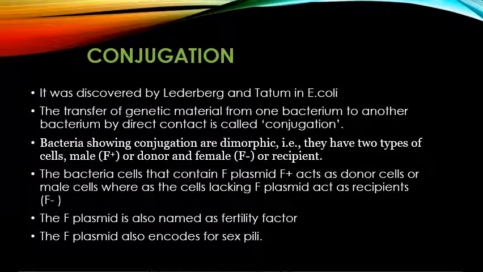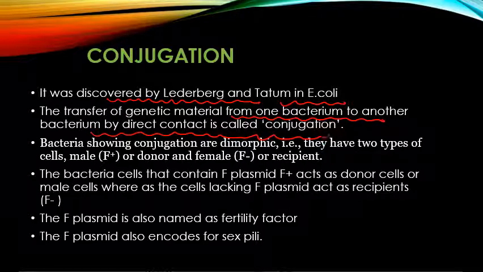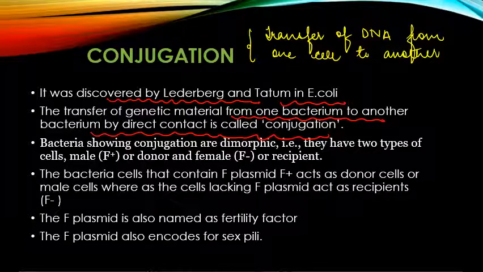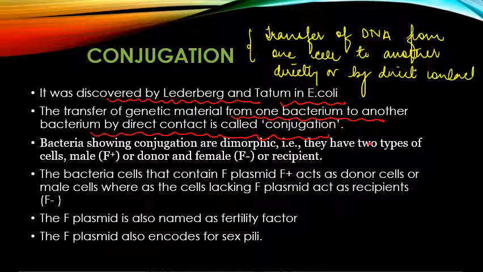Coming to conjugation. Conjugation was discovered by Lederberg and Tatum in E. coli. The transfer of genetic material from one bacterium to another by direct contact is called conjugation. So we can define conjugation as the transfer of DNA from one cell to another by direct contact. We will see how direct contact takes place, right?